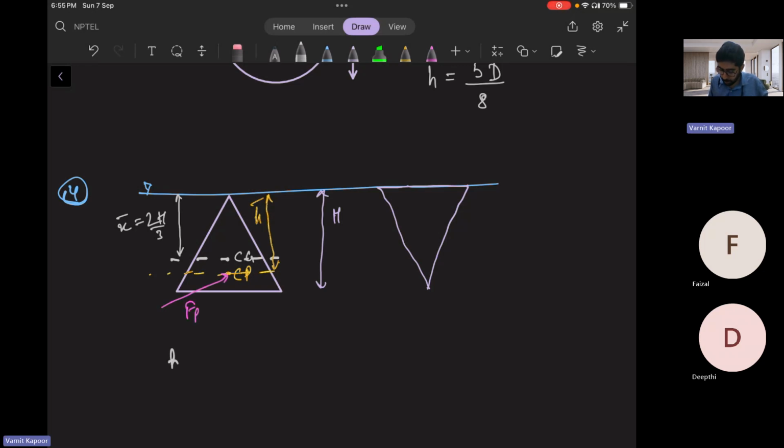So here, the H bar will be 3H by 4. Whereas for the other case, the center of gravity is here, CG, but center of pressure is always below CG. Okay. CP will be somewhere here.